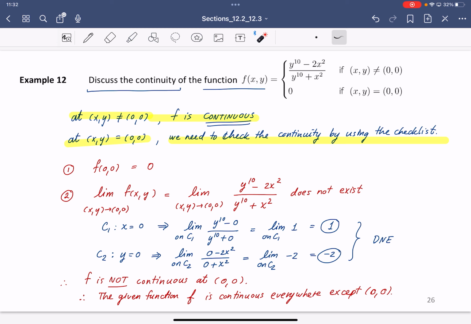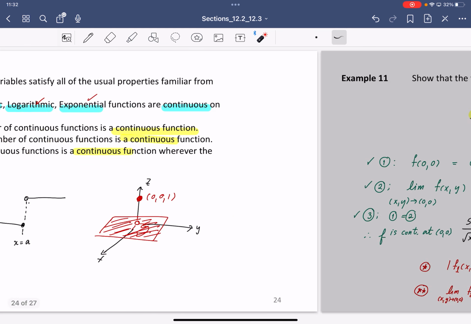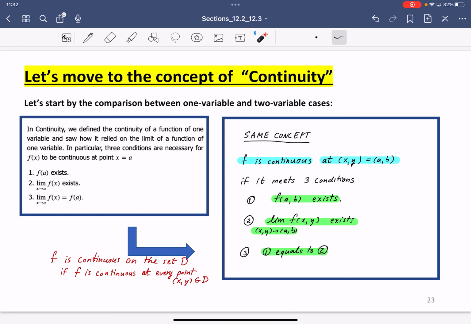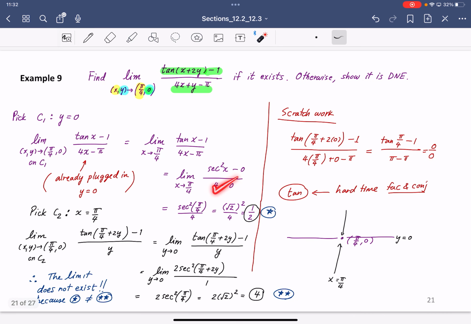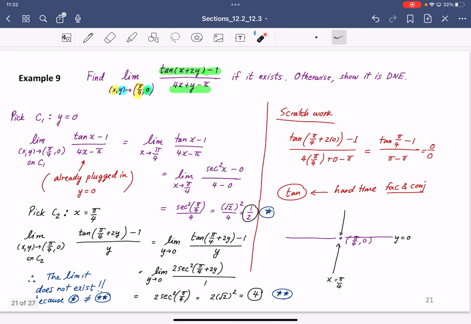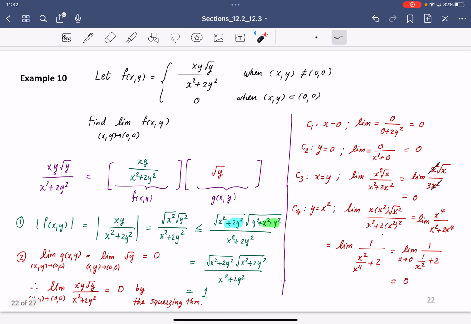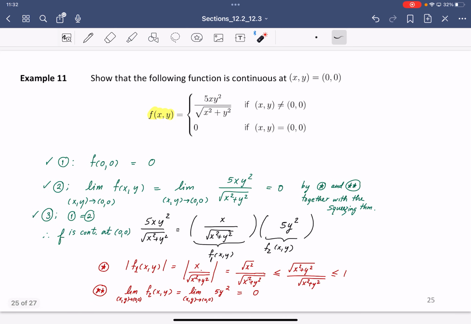So the expectation that you're going to see on the final is maybe one easy question, one medium question, and one hard question. What I mean by hard question is something like this or this. This is the hard one. Examples 9 and 10, they're going to be one hard, one medium, and one simple one.